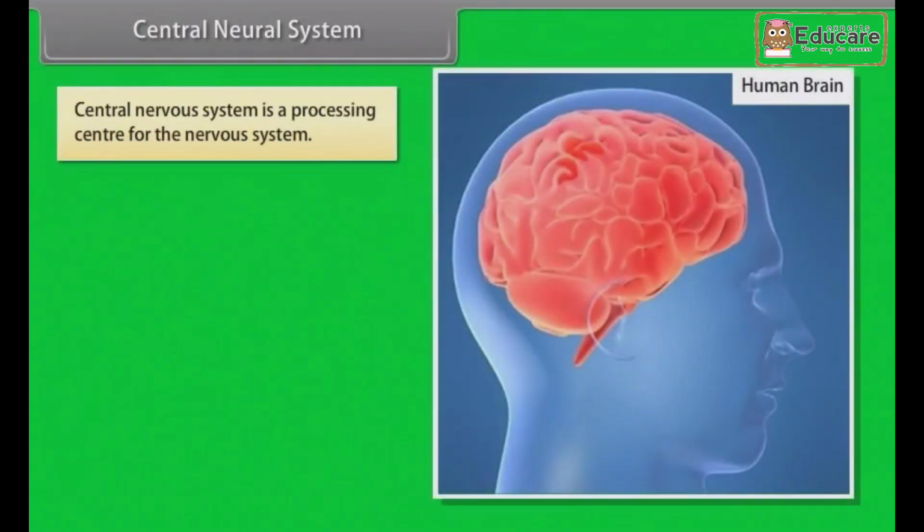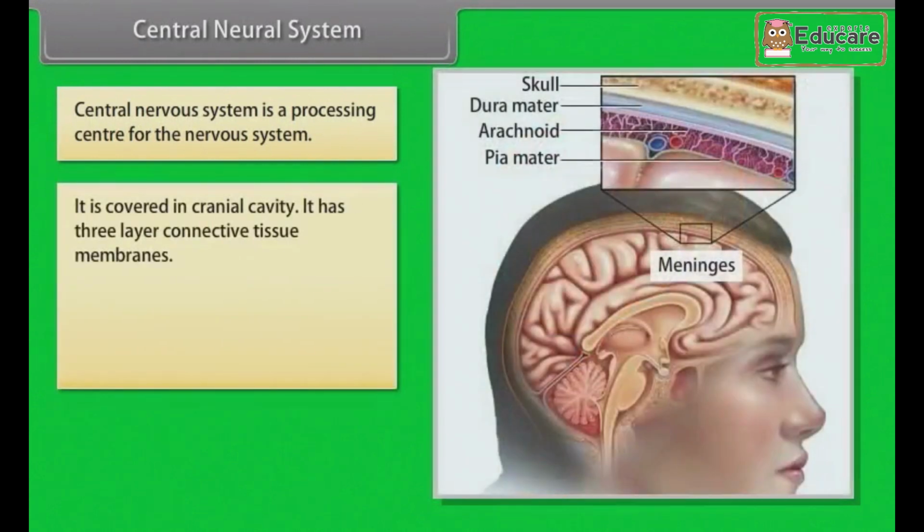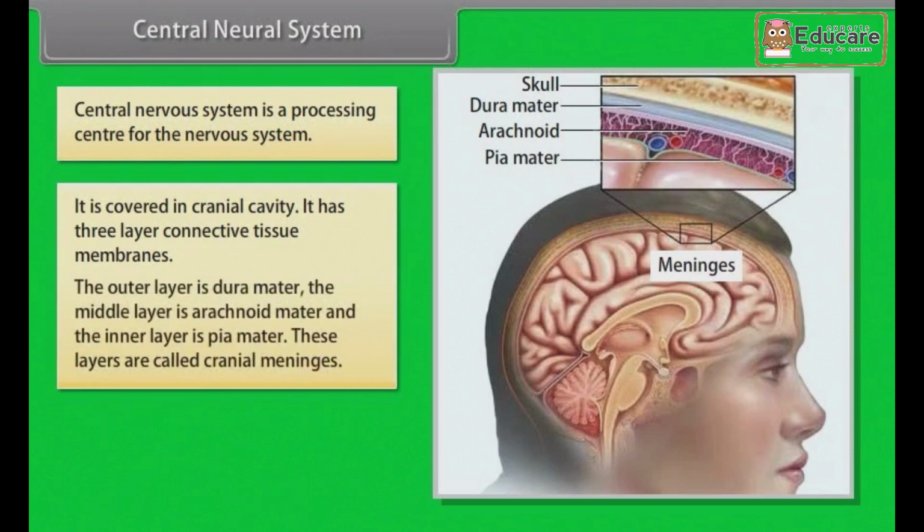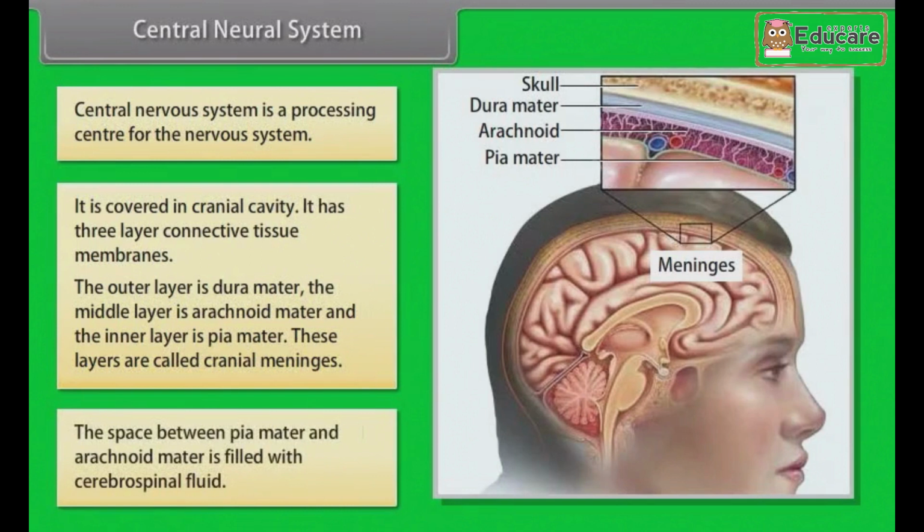Central nervous system. The central nervous system is a processing center for the nervous system. It is covered in the cranial cavity. It has 3-layer connective tissue membranes. The outer layer is dura mater. The middle layer is arachnoid mater and the inner layer is pia mater. These layers are called cranial meninges. The space between pia mater and arachnoid mater is filled with cerebrospinal fluid.